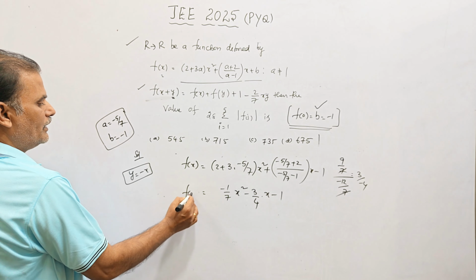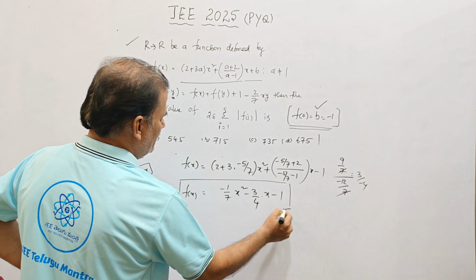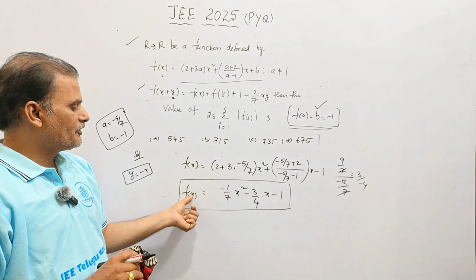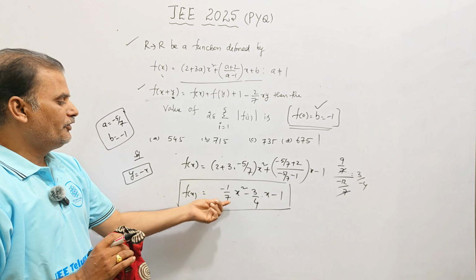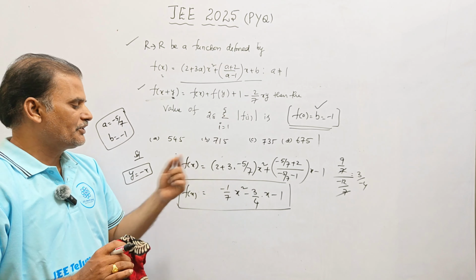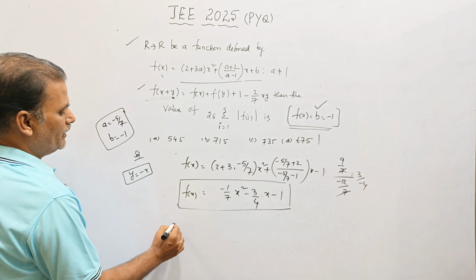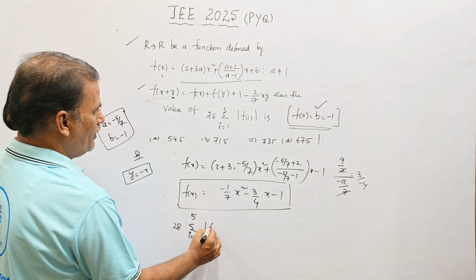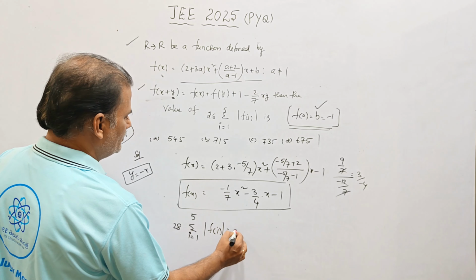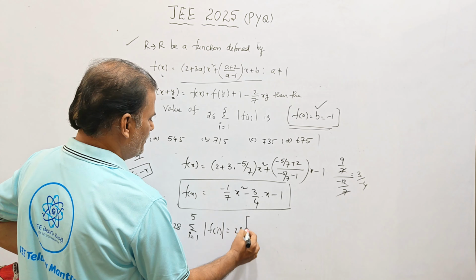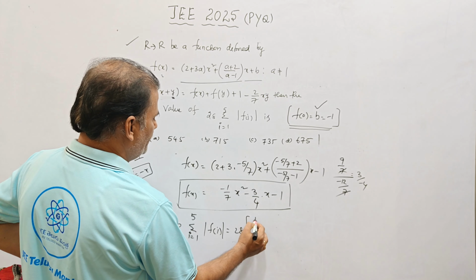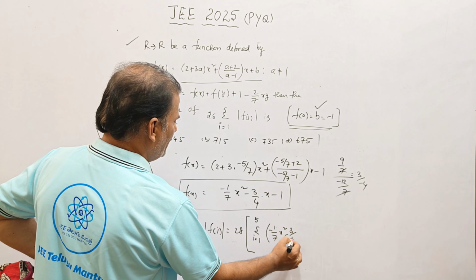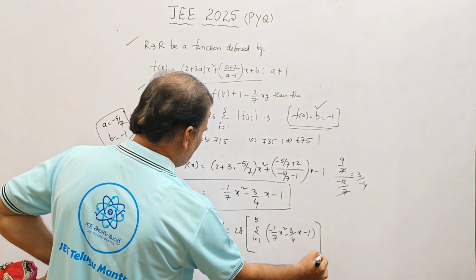Now this is the quadratic equation we obtained from the values of a and b. Now we have to find f of i, since in the place of x here i is there. Therefore we apply sigma to the function, then we get the answer. Now we are given 28 into sigma i equal to 1 to 5 mod f of i, which is 28 into sigma i equal to 1 to 5 of minus 1 by 7 x square minus 3 by 4 x minus 1.